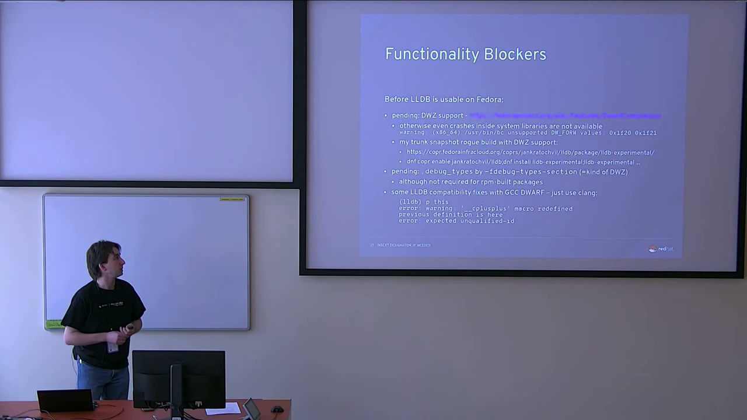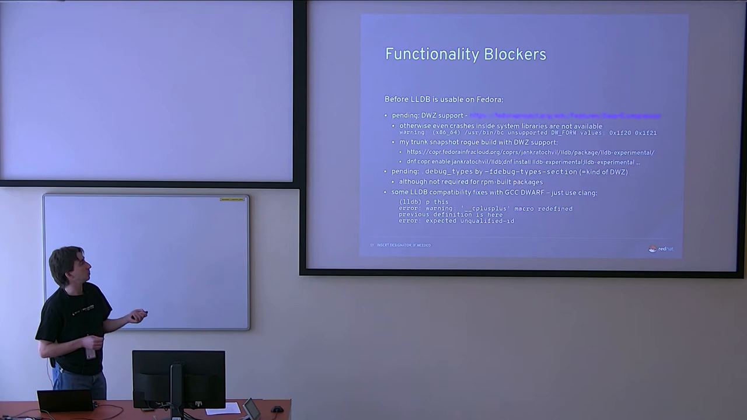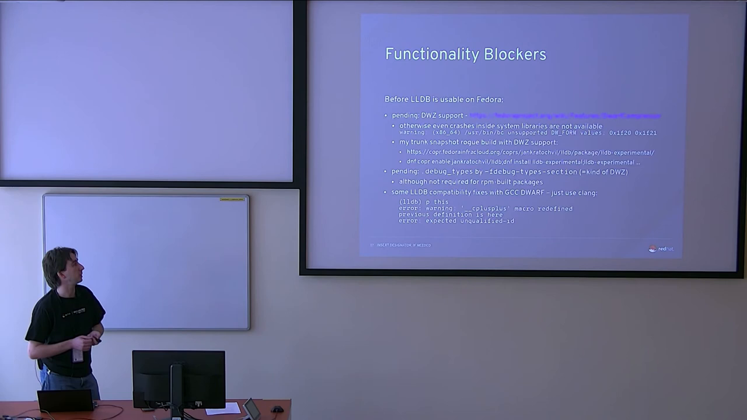It's a different approach, but I would say that Clang is more using this debug types section, while Red Hat is still sticking to DWZ. It has both some pros and cons. DWZ has a slightly better compression ratio, but the compilation takes much more time, even hours, like 10 hours on big programs. So all has pros and cons. There is even some compatibility problem.